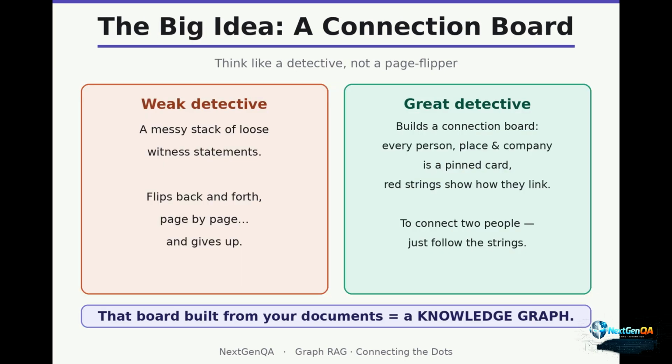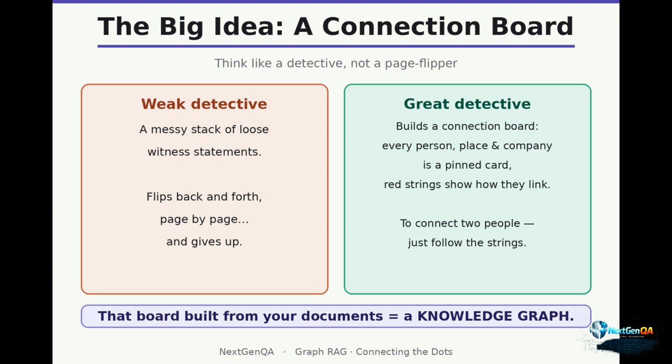The big idea: from loose pages to a connection board. So, how do we fix a system that only sees isolated pages? We give it a map of how everything connects. Here is the analogy I want you to hold for the rest of the video.